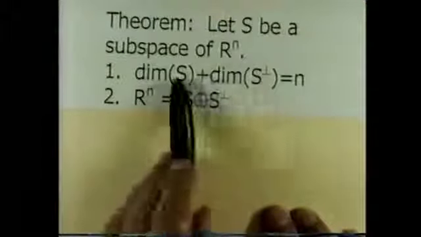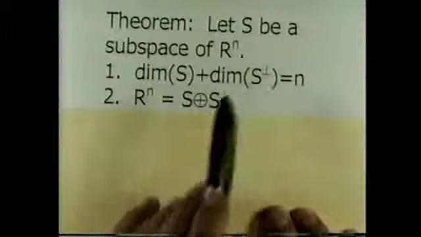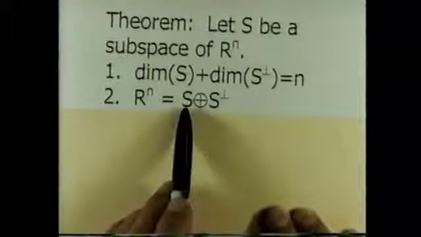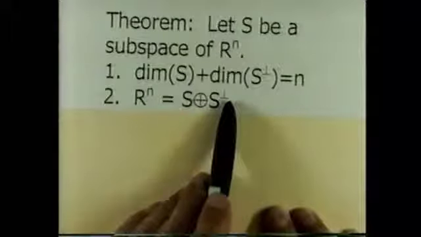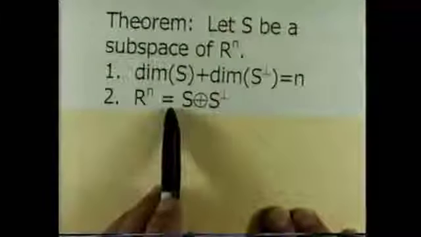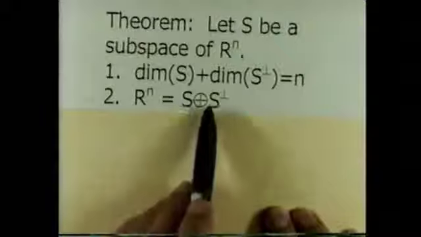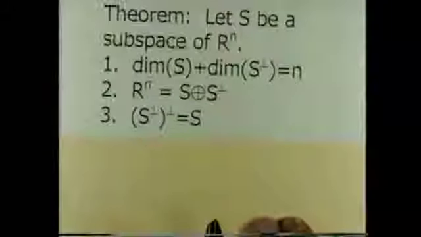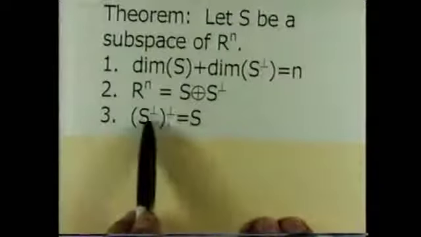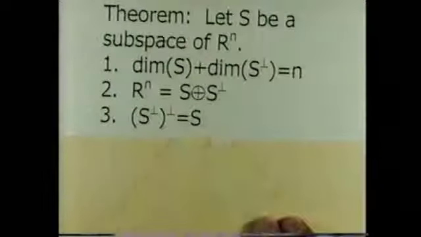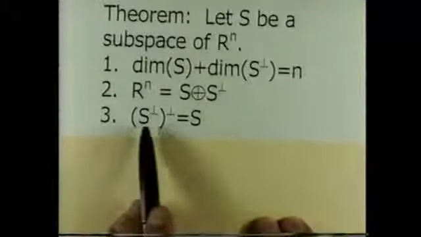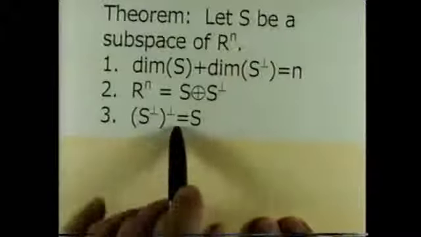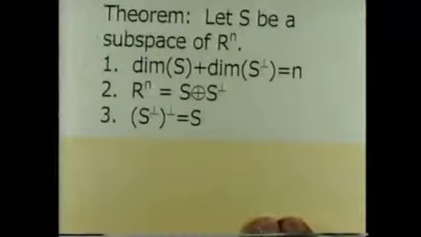Two is saying almost the same as 1. That is that n space is the direct sum of a set and its orthogonal complement. So n space is the direct sum of any set with its orthogonal complement. And the third one is the complement of S complement is S. That should be intuitively clear to you, that if you start with an S, take its complement, and then take the complement of that, you're going to be back to S.